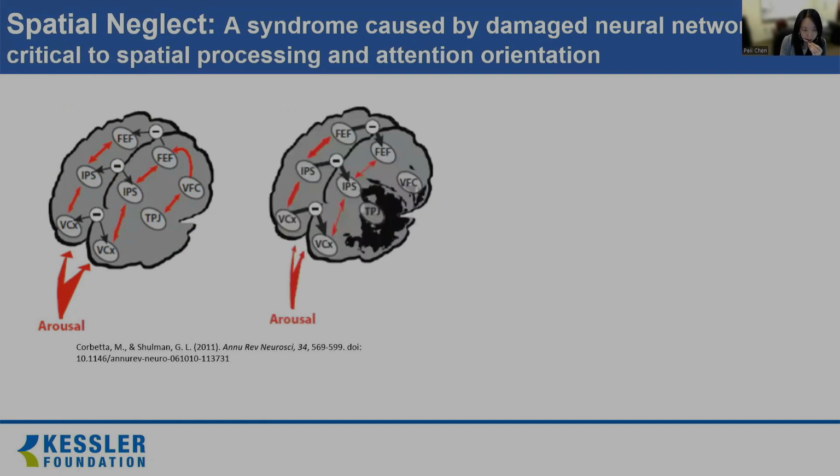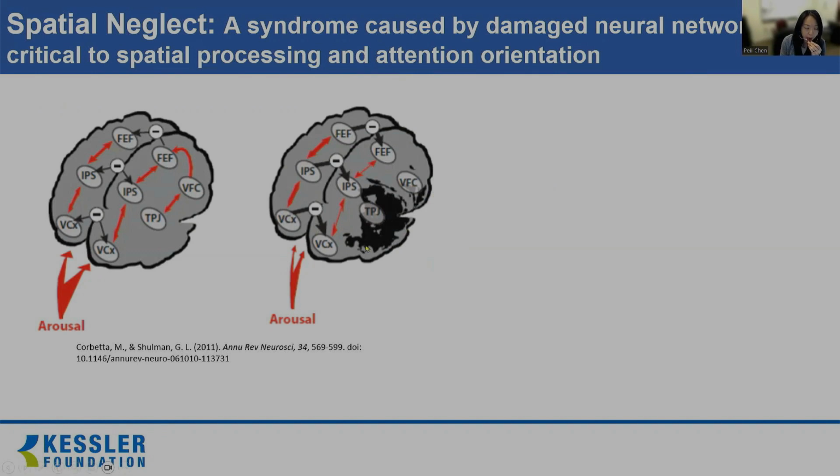When the right hemisphere is damaged, in this example, the left hemisphere is relatively stronger and has greater activation compared to the damaged right hemisphere. In this case, the individual will pay more attention to the right side, and at the same time ignore the left. So patients who have right brain damage usually neglect the left side of space, left neglect.